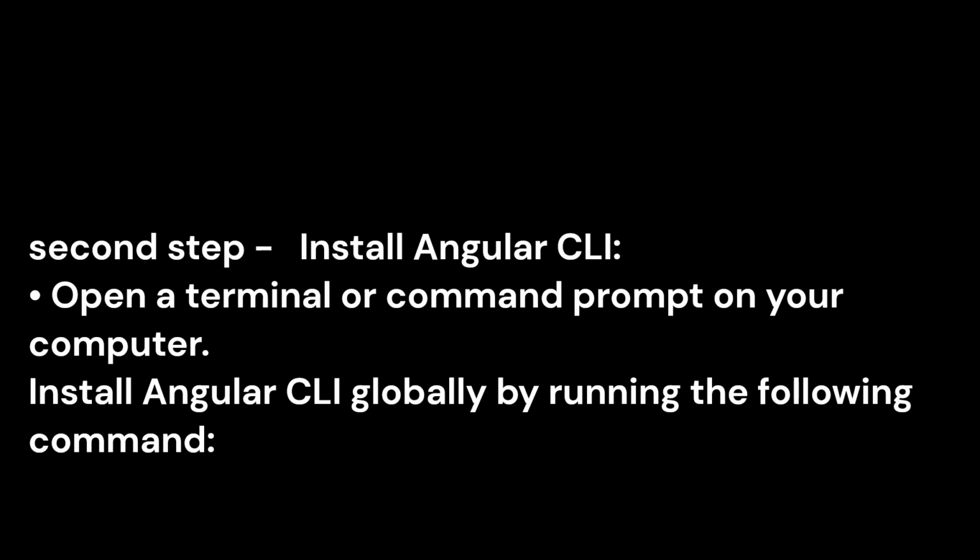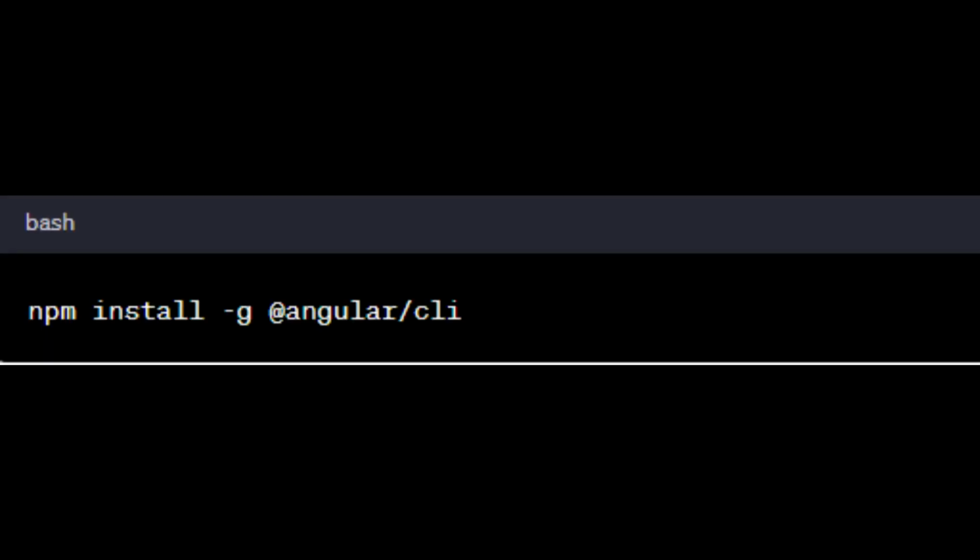Second step, install Angular CLI. Open a terminal or command prompt on your computer. Install Angular CLI globally by running the following command. This command will install the Angular CLI globally on your system, making it accessible from any directory.